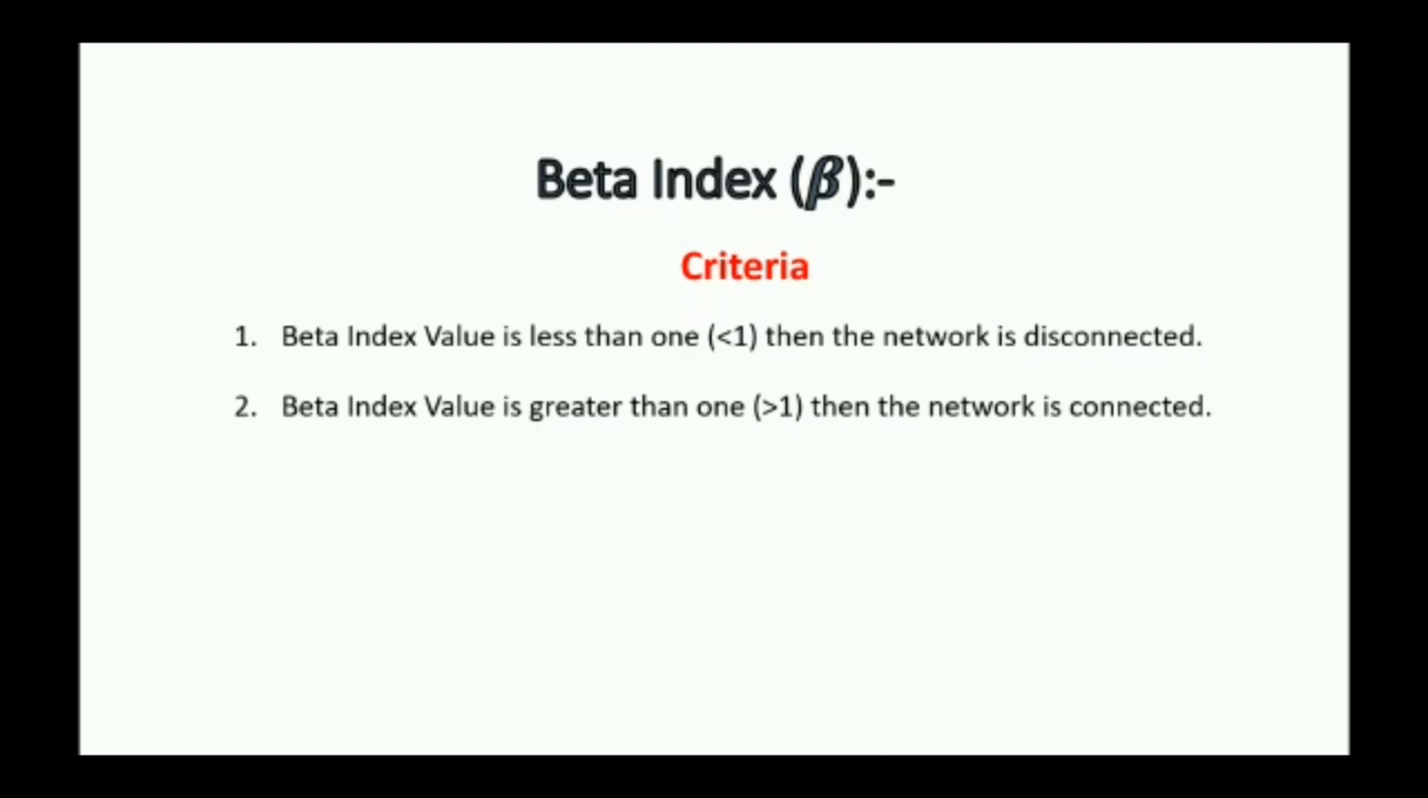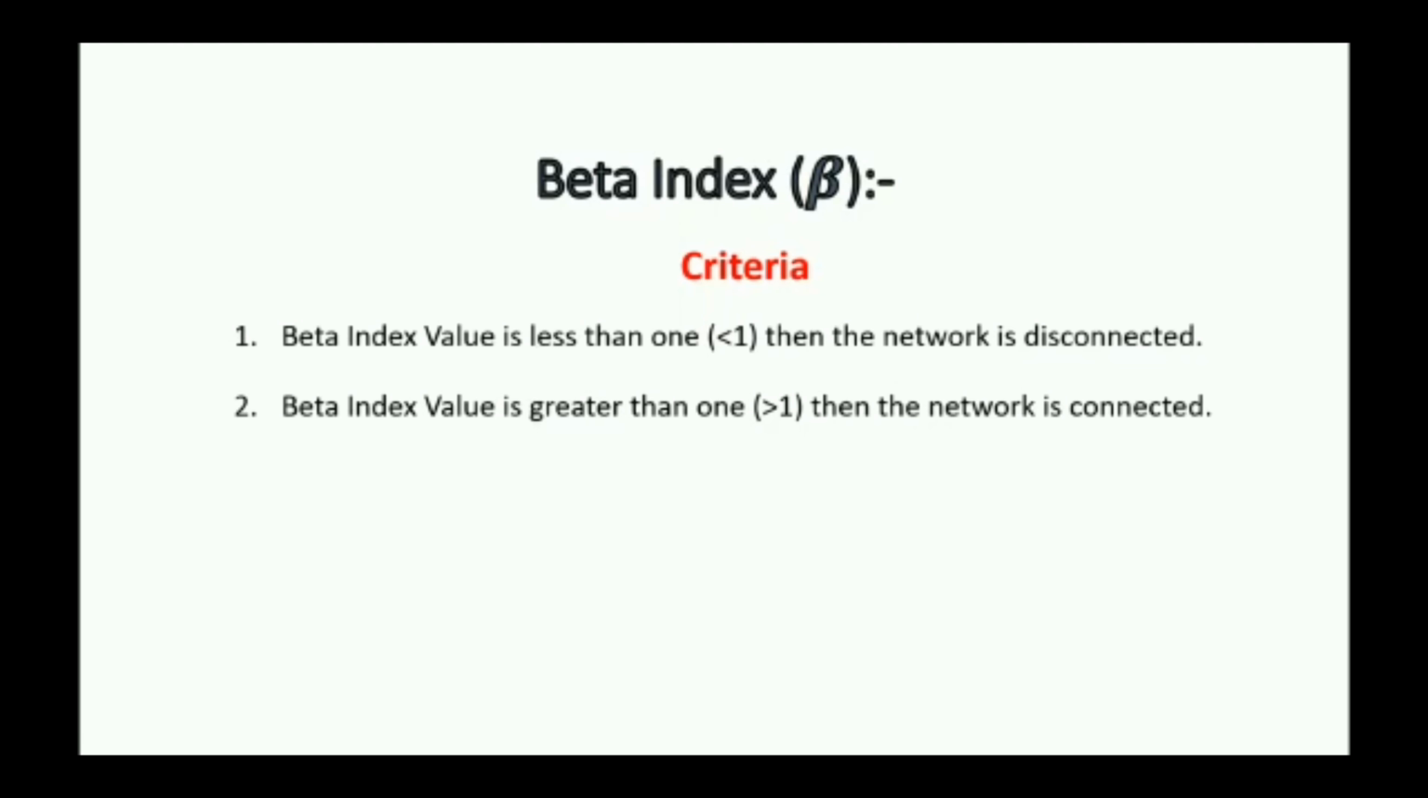The second characteristic is that the beta value for any network structure with one circuit would always be equal to 1. And the third characteristic of beta value is that it exceeds 1 for a complicated network structure having more than one circuit. There is a criteria for beta index value.